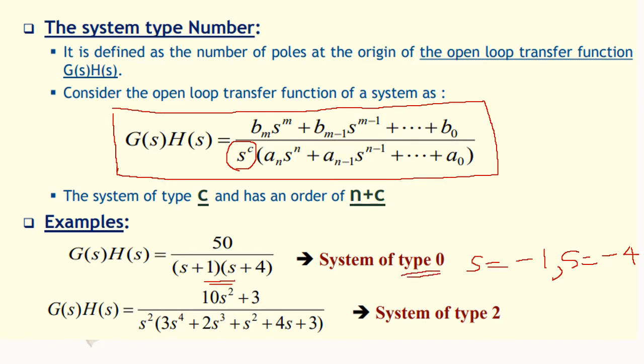In the second example of the open loop transfer function G of s into H of s, in the numerator we have 10 s square plus 3. In the denominator we have the characteristic equation. As you can see, if I equate this equation, I know that s square means there are two roots in this. So s1, let's say, I get 0. Again I have another root s2 which is equal to 0. So the power of s is nothing but c, that is 2, and there are two poles lying at the origin. That's why the system type is 2.